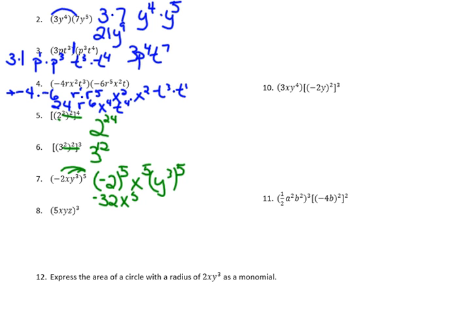X to the 5th, there's nothing to simplify there. And y to the 3rd to the 5th, this is where I multiply. Y to the 15th. So a lot of this is going to be about being able to recognize what they're asking you to do. And the more we do, the better you'll get at that. So in number 8, I have another, I'm going to distribute my 3 exponent. So I'm going to have 5 to the 3rd, x to the 3rd, y to the 3rd, z to the 3rd. Well, the only thing here now that I can simplify is 5 to the 3rd, which is 125, x to the 3rd, y to the 3rd, z to the 3rd.